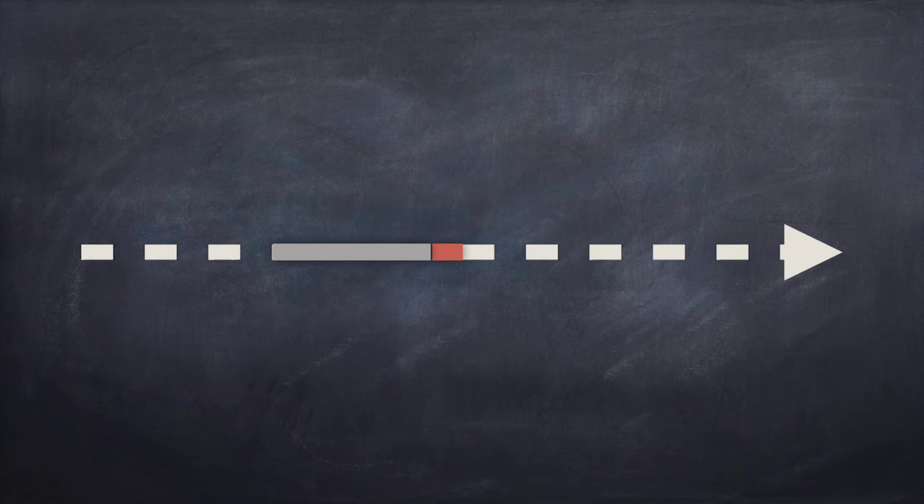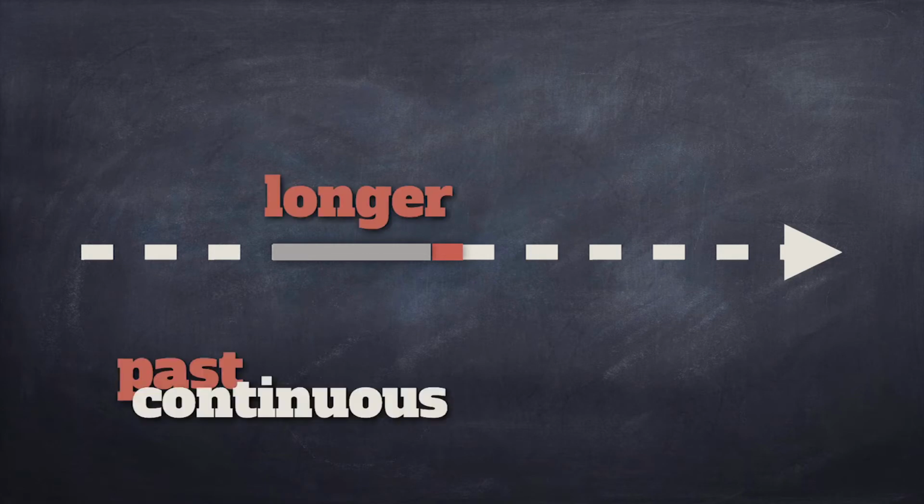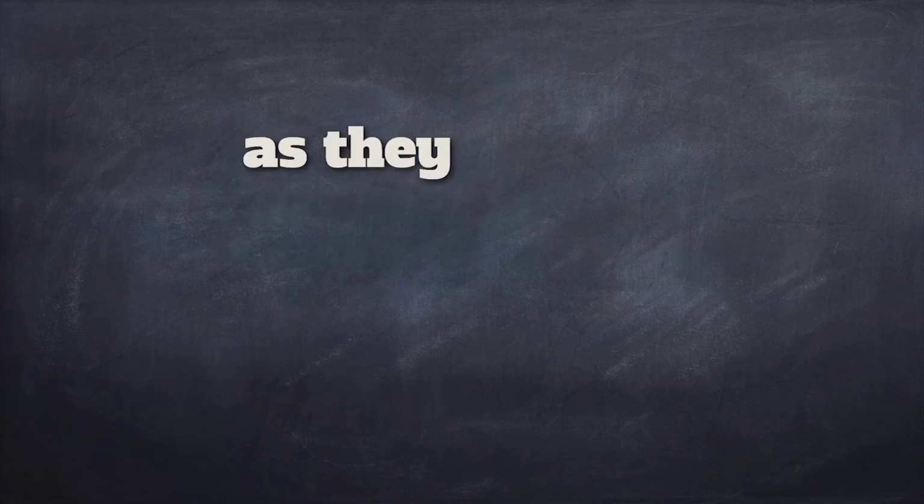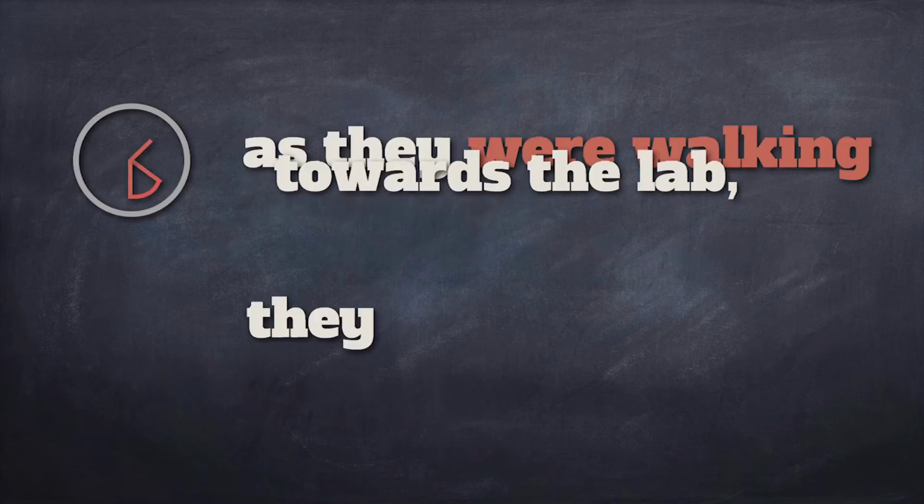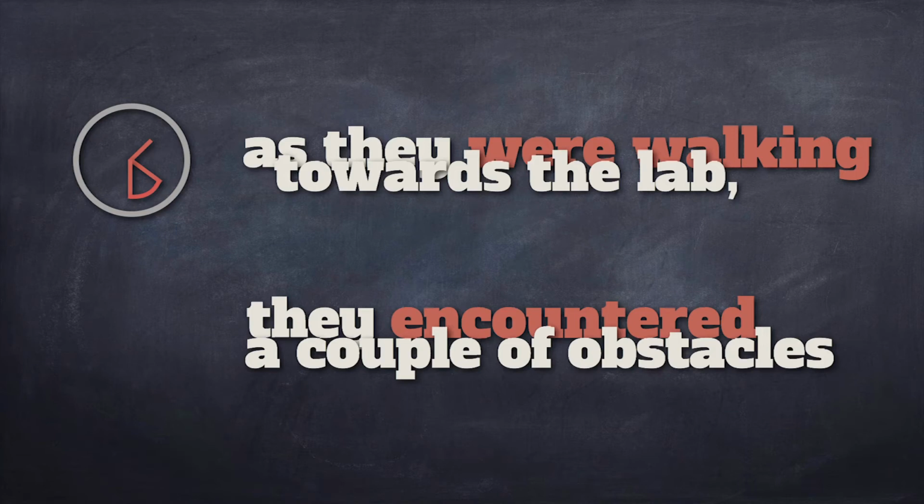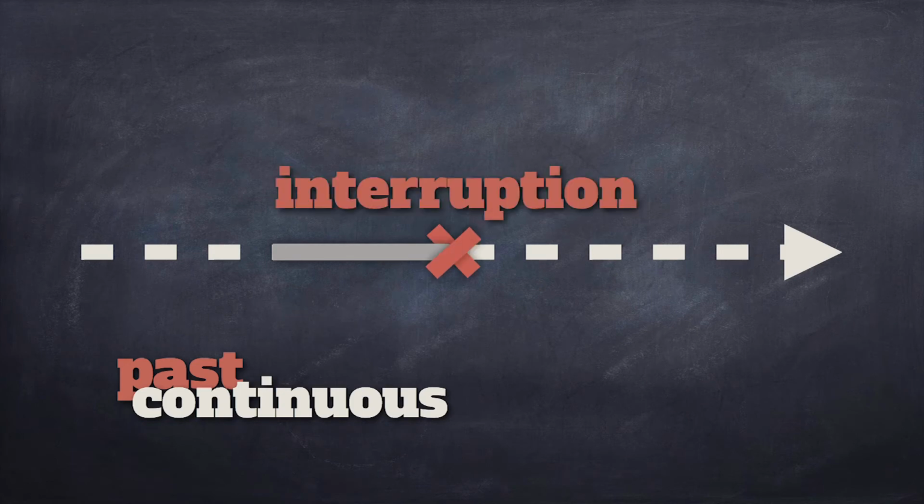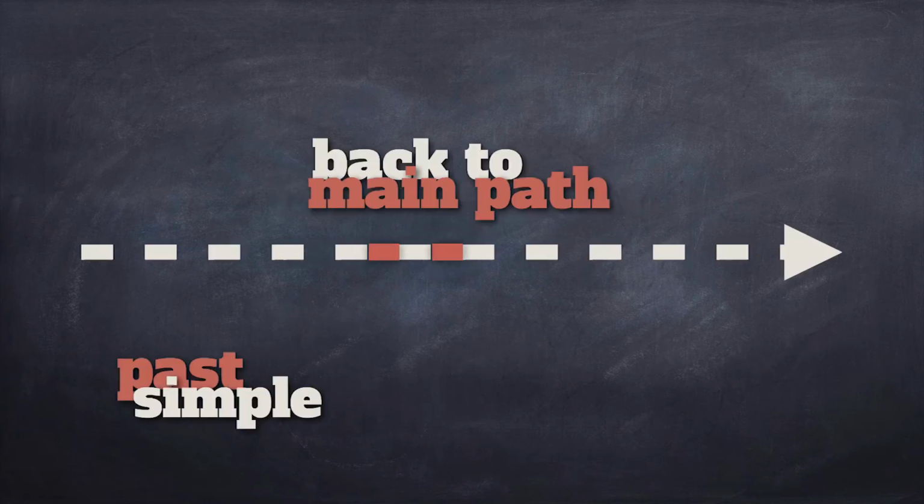Sometimes a stage of the process takes longer, is more complex, and you'll need to describe it to highlight its duration. In those cases, you use the past continuous. As they were walking to the lab, they encountered a couple of obstacles. And clearly, when that action is interrupted or goes back to the regular path, we go back to using the past simple.